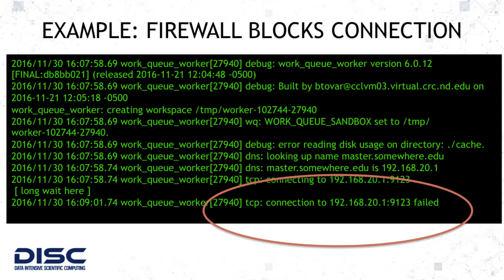Now, this long wait followed by a failure almost always indicates a firewall that is preventing any sort of connection at all. If there was no firewall, but there was also no master on the other side, usually we'd get that failure rather quickly. So a long wait usually means a firewall, and you're going to have to talk to your system administrators or network operators to figure out why traffic is being blocked.